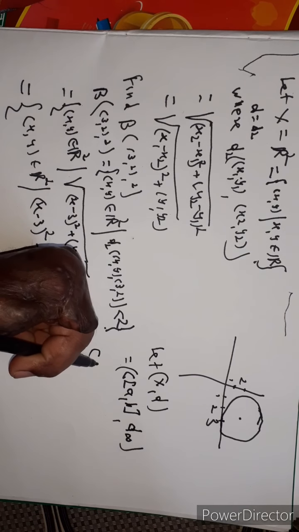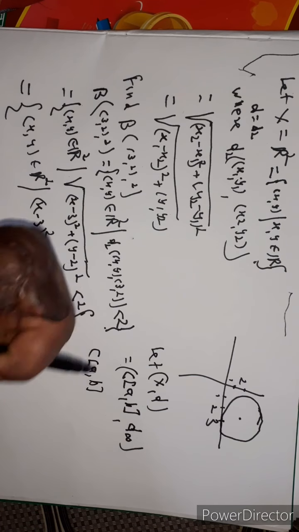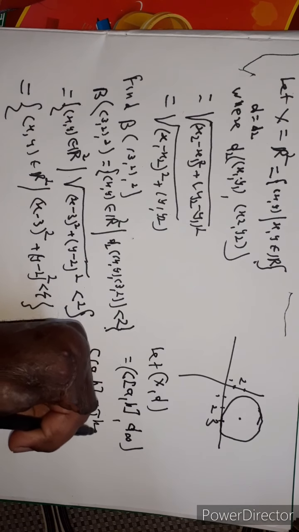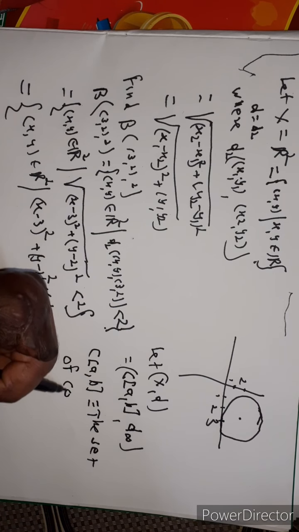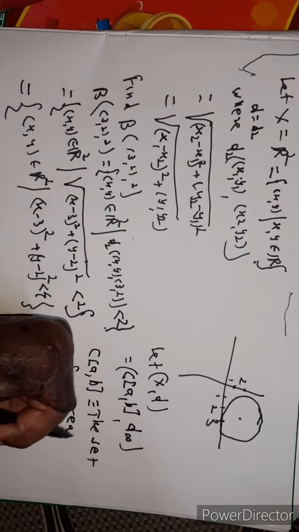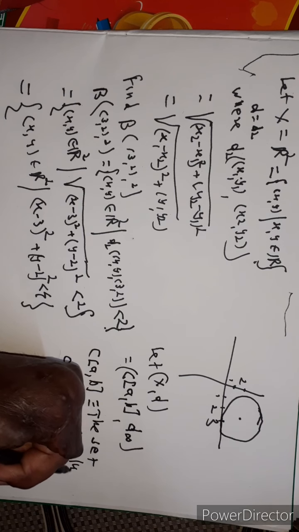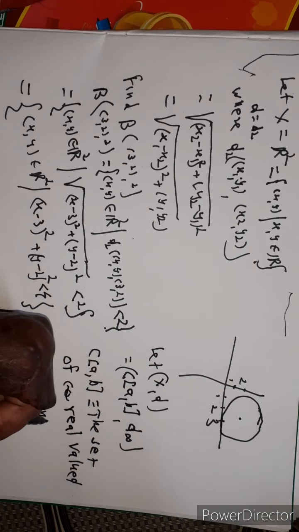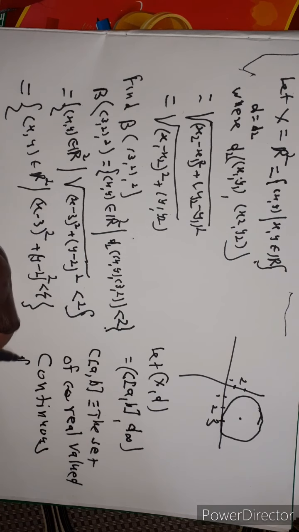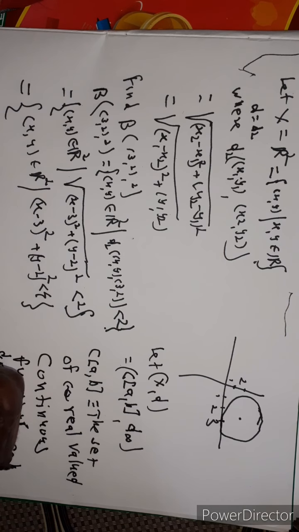So here C[a,b] is the set of real valued continuous functions defined on [a,b]. [a,b] is a closed interval.